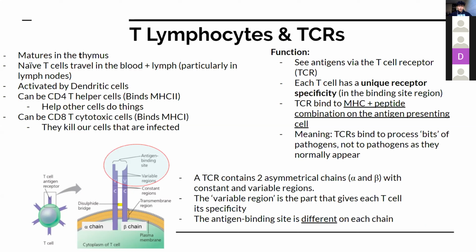So a TCR or T cell receptor contains two asymmetrical chains, an alpha and a beta, with variable and constant regions. So the variable region, as implied by the name, is what gives the T cell its specificity, and the antigen binding site is different on each chain. The whole variability point is pretty important, because this is how you get such a massive array of T cells, and basically the formation of T cells and responding to different bugs and pathogens is through mass production and just having so many different combinations that one of them will bind to a specific type of pathogen antigen. Okay, cool. Let's go to the next one.